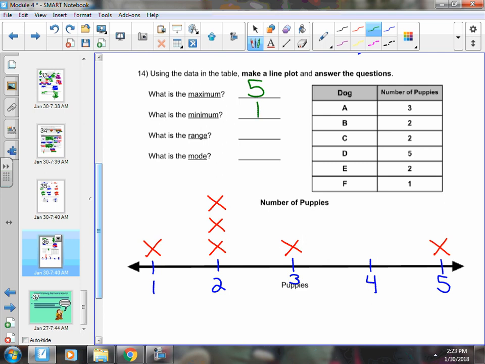The range, think home on the range, where the max and the minimum play, which is the difference between the max and the min. So 5 minus 1 is 4. That means the difference between the dog that had the most puppies and the dog that had the least puppies is a difference of 4 puppies. Mode, most, mode, most. The mode is the most popular number, the most frequent number, the number with the most X's, and in this case it's quite easy to see that 2 was our mode.